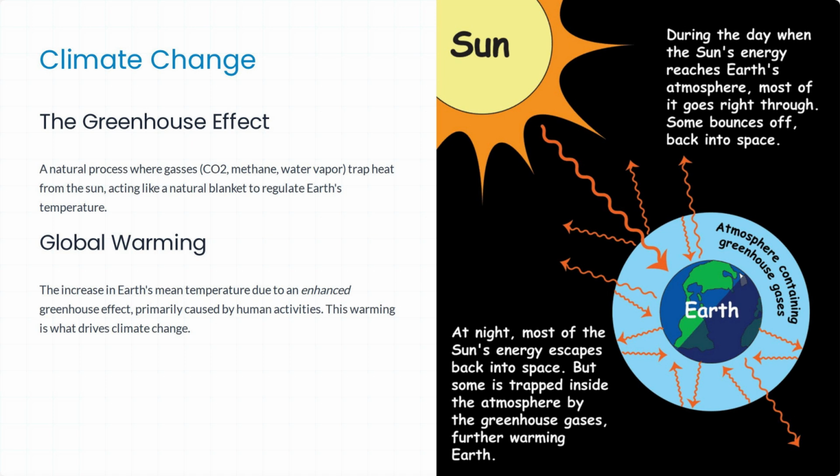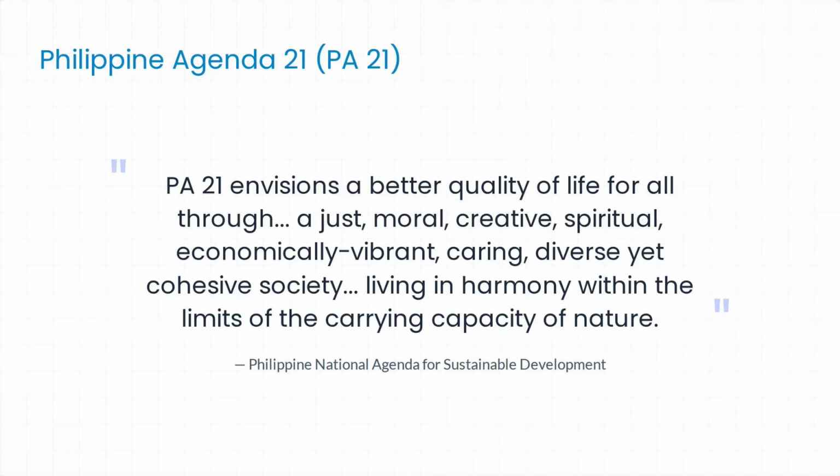To visualize this, during the day, the sun's energy reaches Earth's atmosphere. Most of it passes through, but some bounces back into space. At night, most of that energy escapes back into space, but some is trapped by greenhouse gases, further warming the Earth. In response to these challenges, the Philippines has its own agenda for sustainable development, Philippine Agenda 21 or PA21.